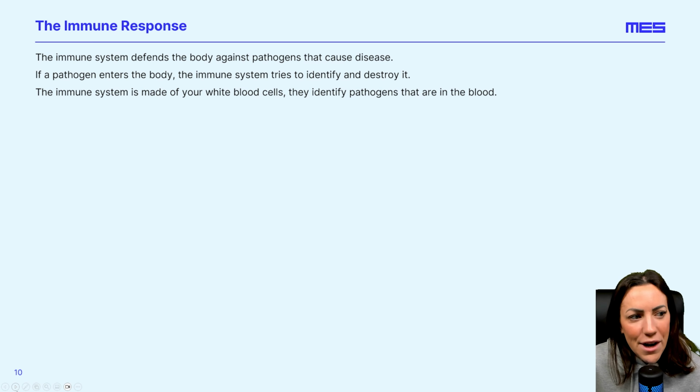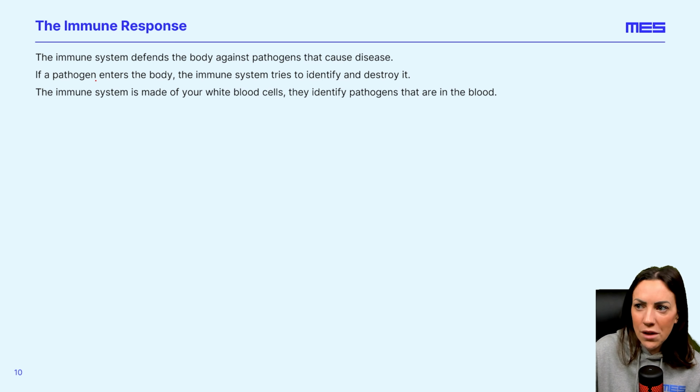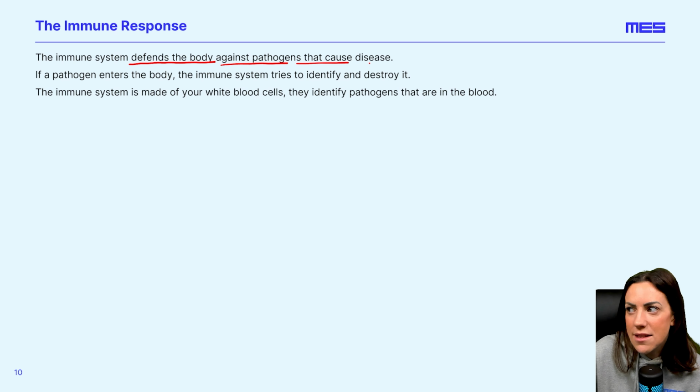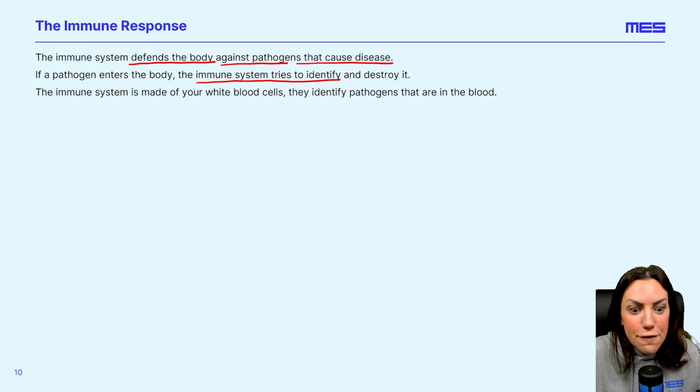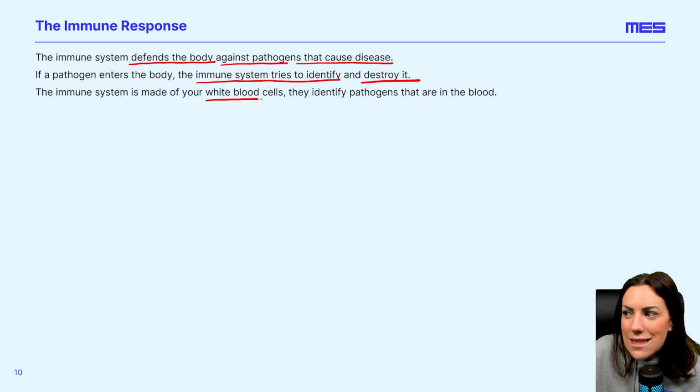So once a foreign antigen is detected, what is the immune system going to do? Well, the immune system's job is obviously to defend the body against pathogens that cause disease. If a pathogen enters the body, the immune system tries to identify it by those foreign antigens on the cell surface, and then it ultimately tries to destroy it, right? Now, your immune system consists of white blood cells. Really important. These are the cells that are going to recognize and destroy pathogens.